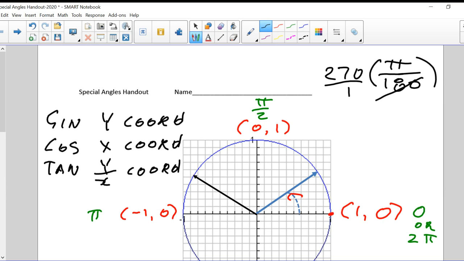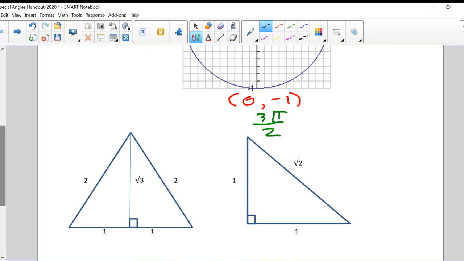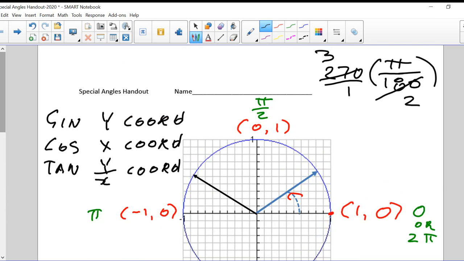Sorry, let me go by 90. Sorry, not 60, 90. 90 goes into 180 twice. 90 goes into 270 three times. I get 3 pi over 2, which is exactly what we have right here. Okay? All right. So use that if that helps you to make that transition.